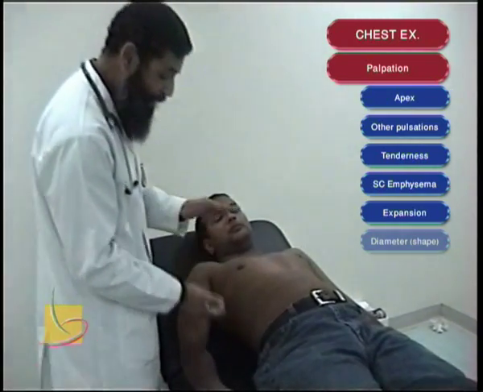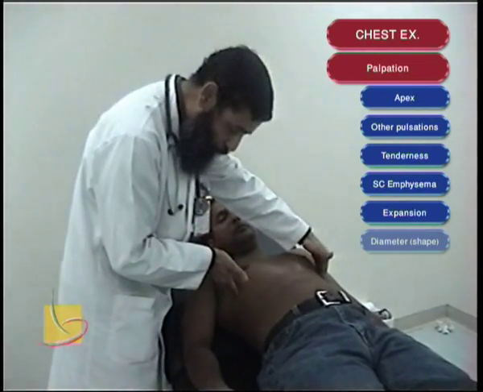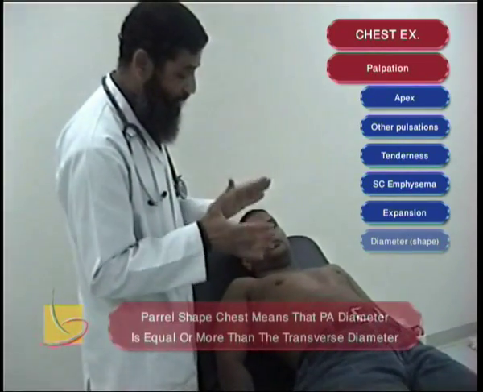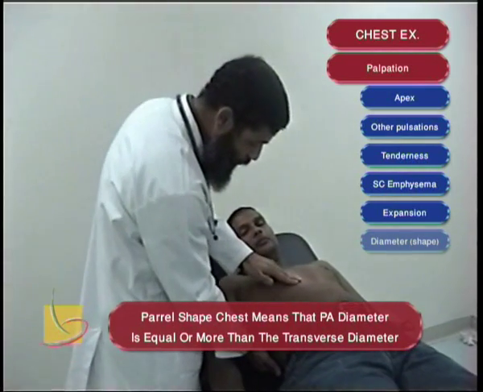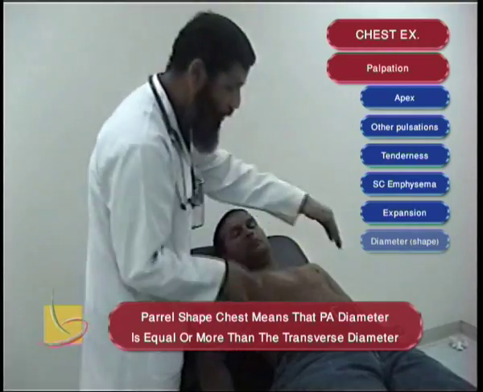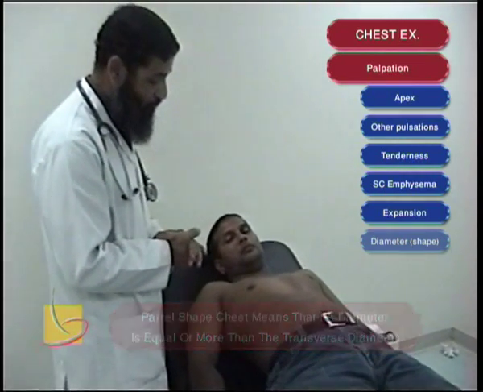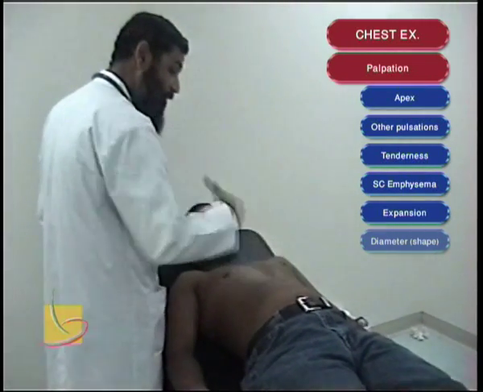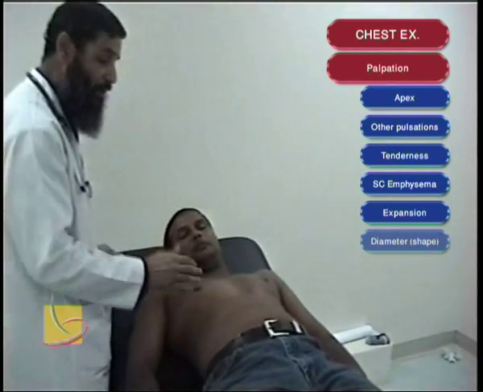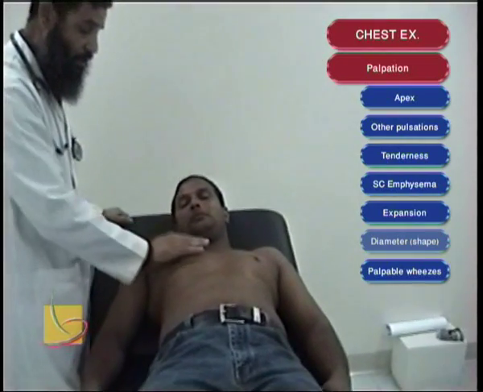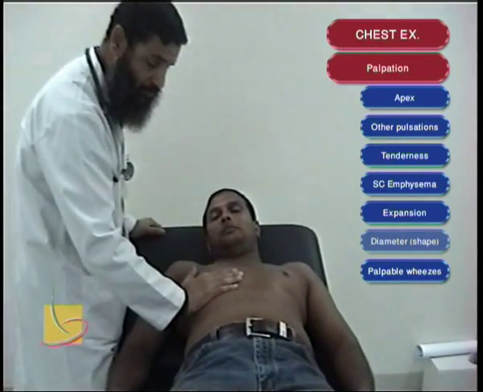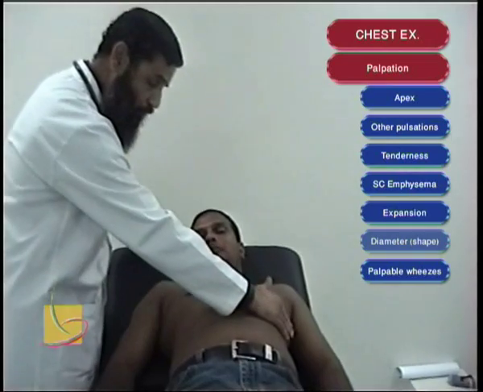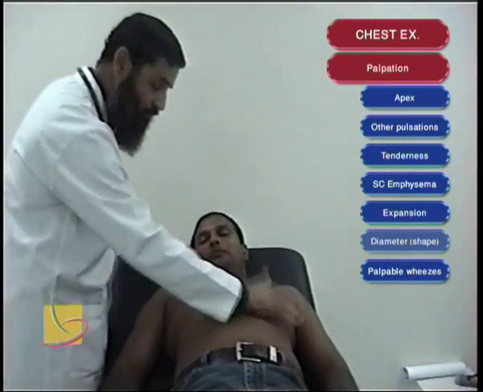But if the PA diameter, posterior-anterior, is equal to or more than the transverse diameter, we call it barrel-shaped chest. So what is the barrel-shaped chest? It is the posterior-anterior diameter which is increased to the extent that it equals the transverse diameter, or even becomes more than it. Sometimes while palpating the chest, you may feel the palpable bronchi, or so-called wheezes. You can feel it in a patient with an acute attack of bronchial asthma or in severe chronic obstructive airway disease. You may feel the wheezes by just putting your hand on the chest of the patient.